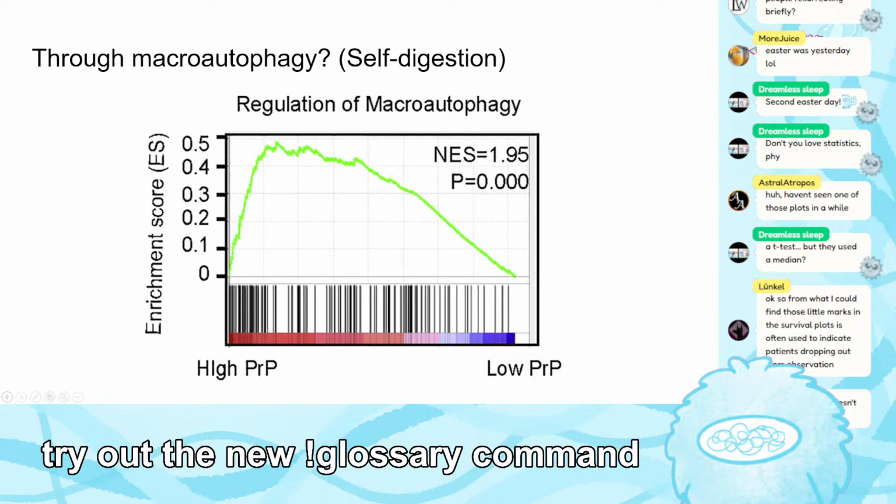So from what I could find, those little marks in the survival plots are often used to indicate patients dropping out from an observation. Oh, the paper itself doesn't really say. Yeah, I found that to be pretty frustrating with this paper, that there's a lot that goes unsaid in this paper, and it made it kind of hard to read.